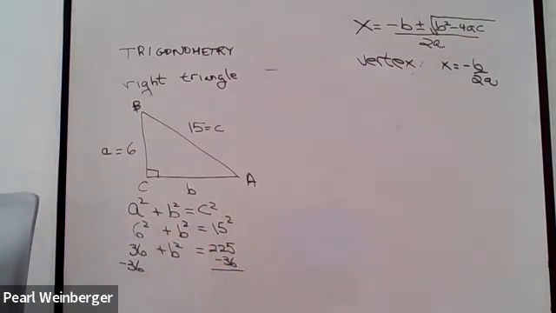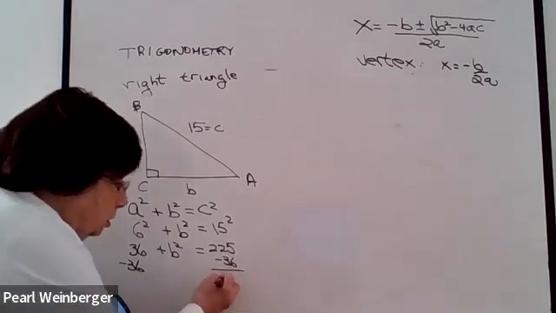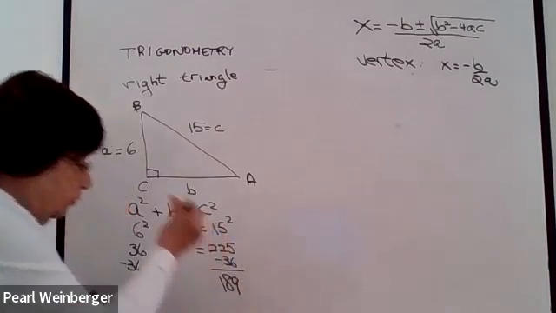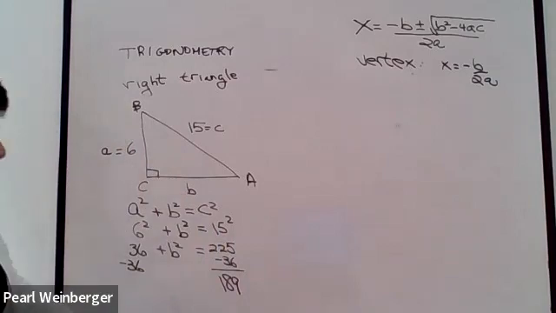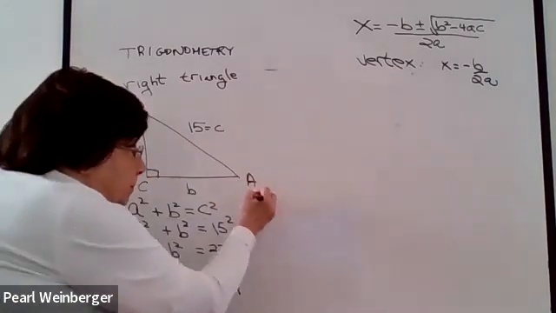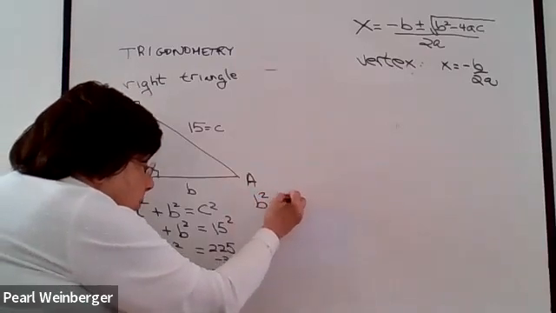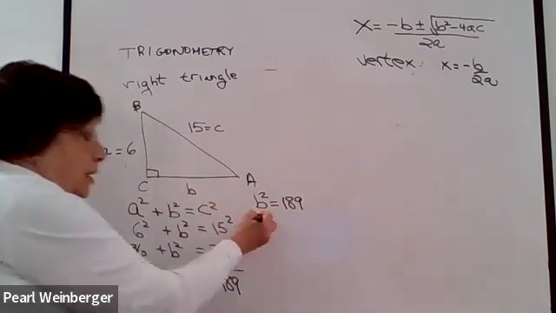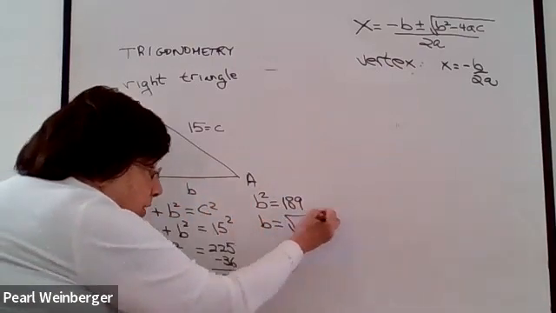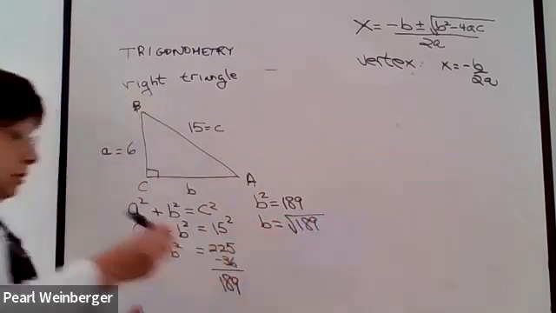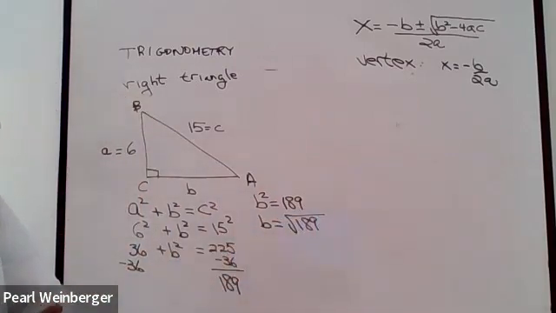So I'm taking out my calculator, clearing what I had from there before, and I'm doing 225 minus 36, which gives me 189. So it turns out that b squared equals 189. And if I want to find out what b is, I'm going to have to do the square root of 189.